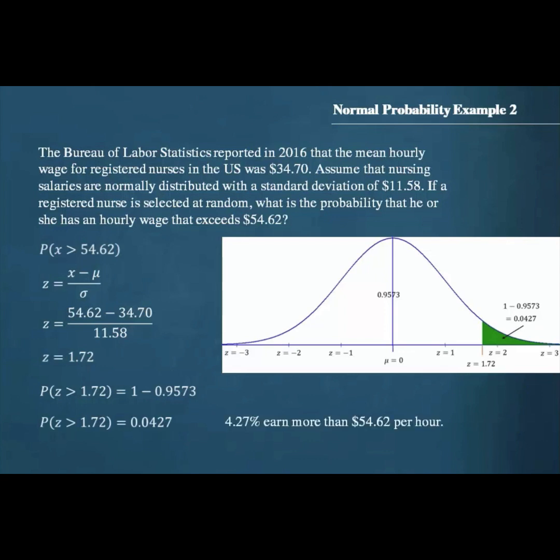Another way to state that result is that, assuming that nursing salaries are normally distributed with a mean of $34.70 and a standard deviation of $11.58, 4.27% would earn more than $54.62 per hour.